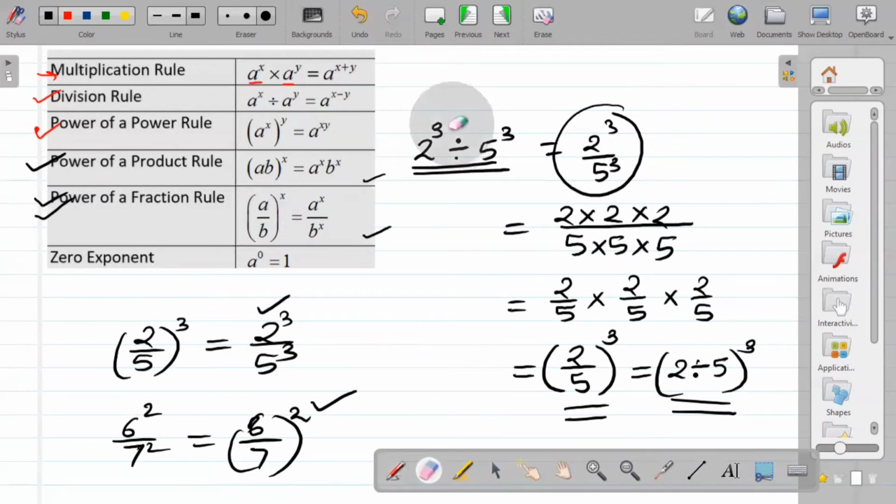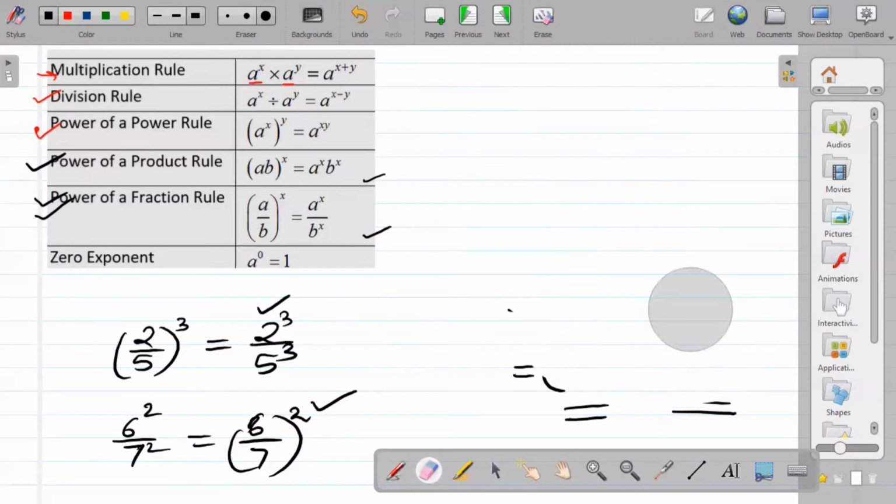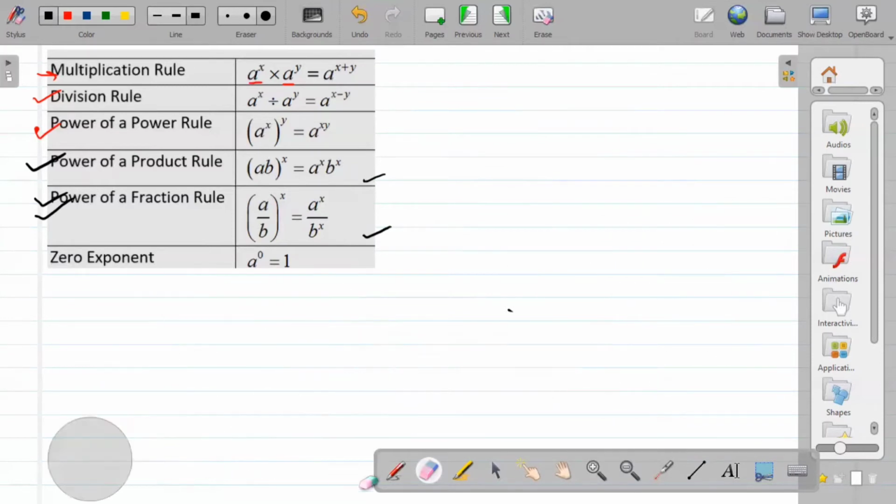Okay, now let's just move to the last question, that is zero exponent. Okay, now let's just have a question. If I have a question 7 raised to 5 divided by 7 raised to 5. Okay, now what you can do? You can use here 2 rules. Which 2 rules you can use here? Which 2 laws you can apply here?